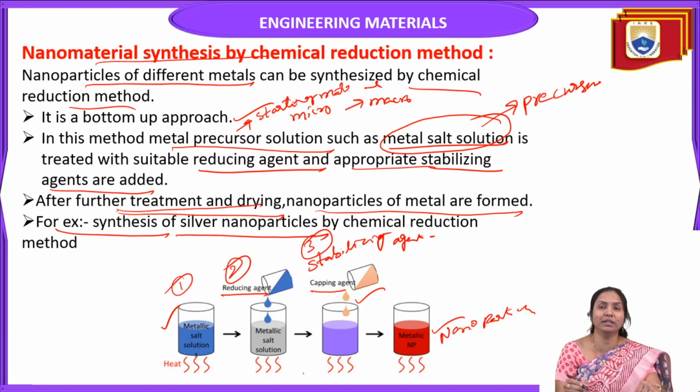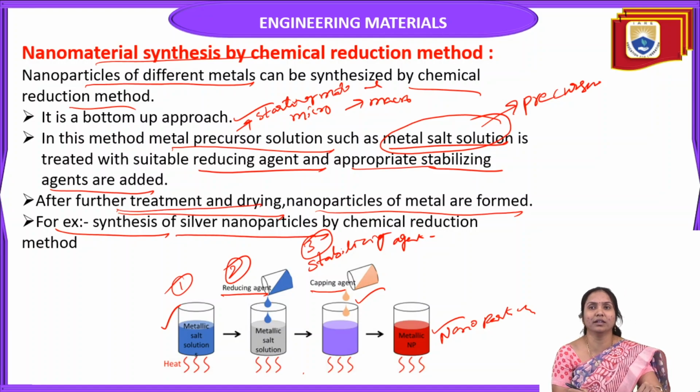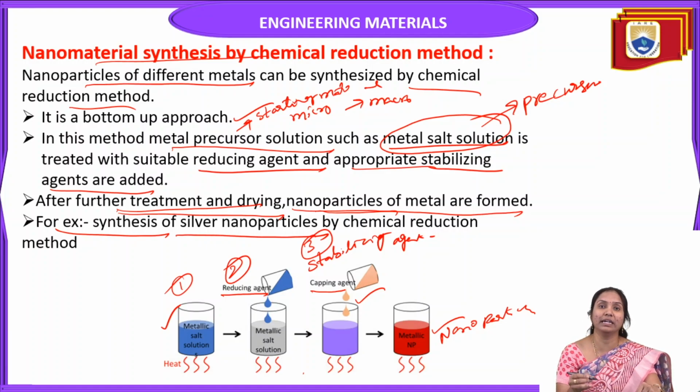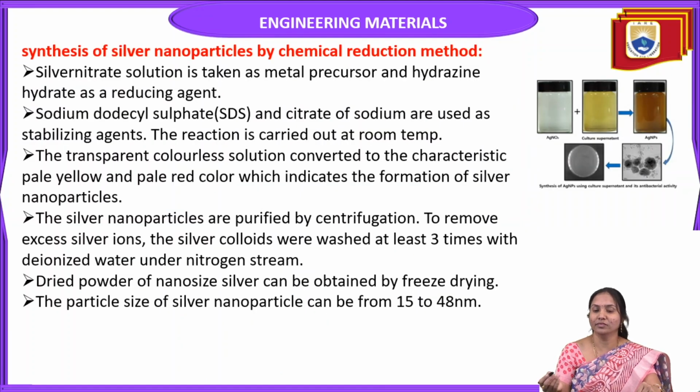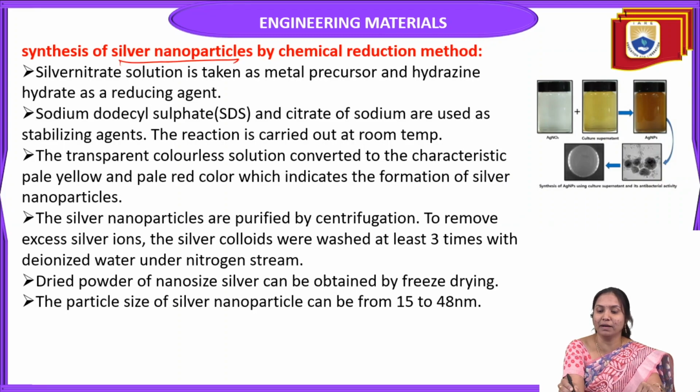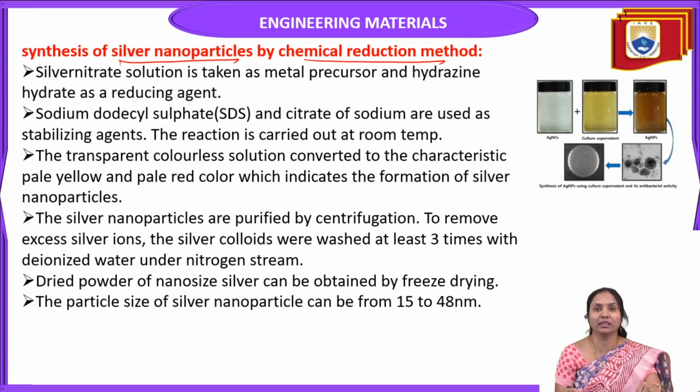So after further treatment and drying, these nanoparticles of metals are formed. For example, synthesis of silver nanoparticles by using this chemical reduction method. So how can we synthesize silver nanoparticles by chemical reduction method?